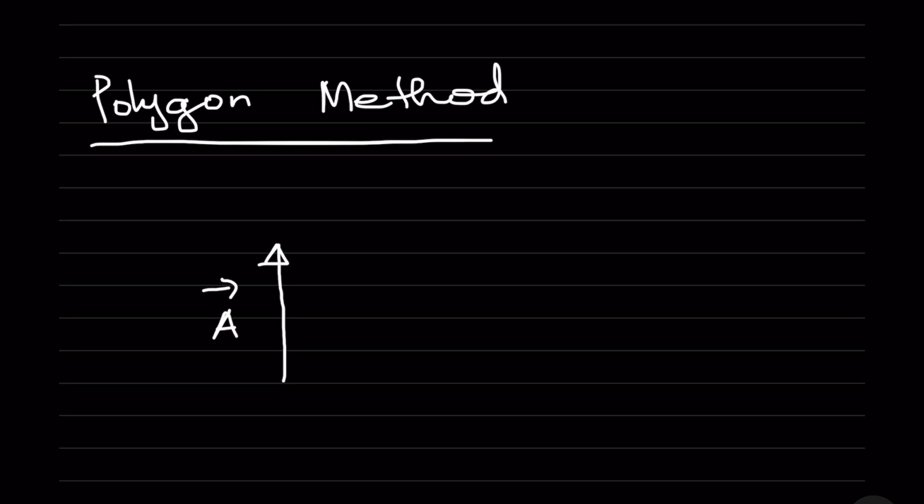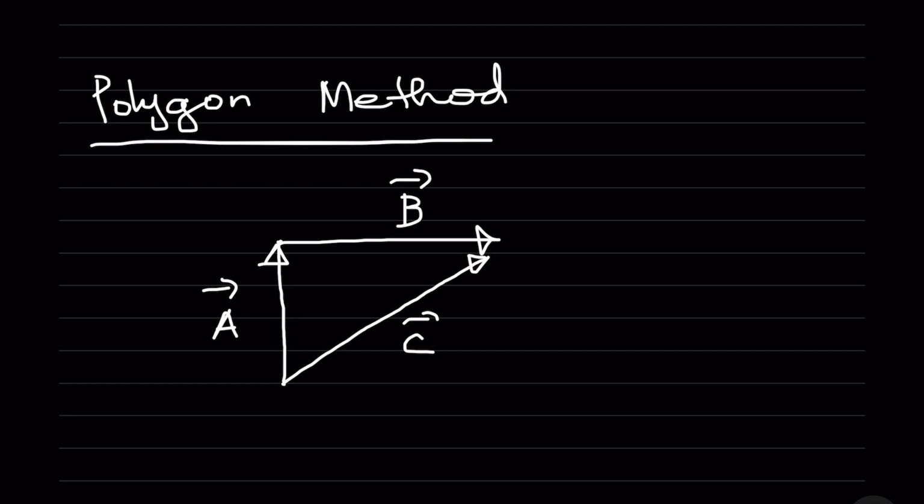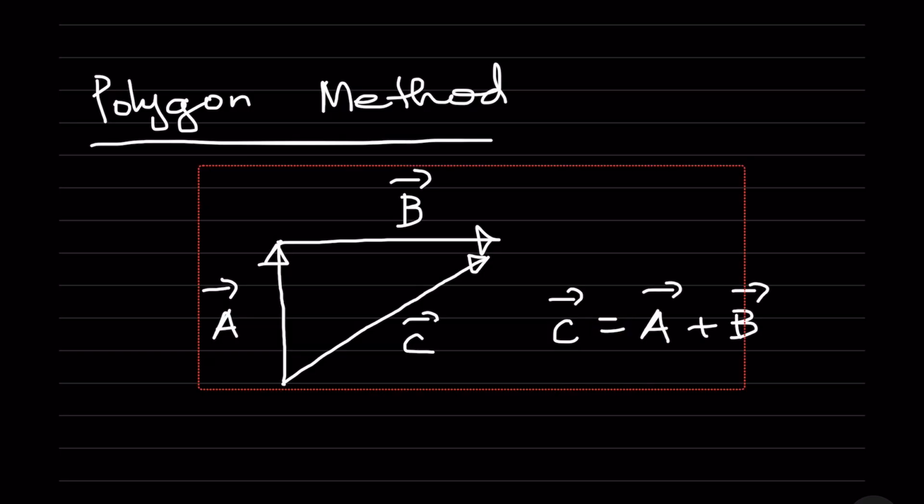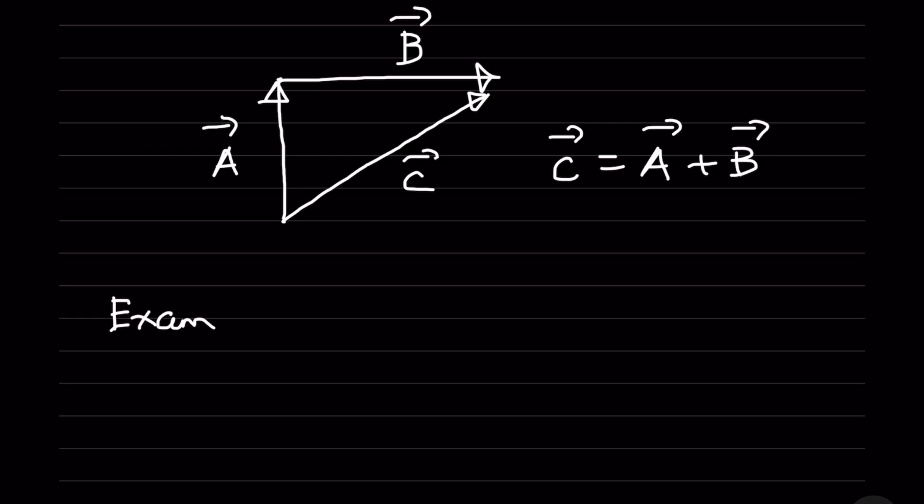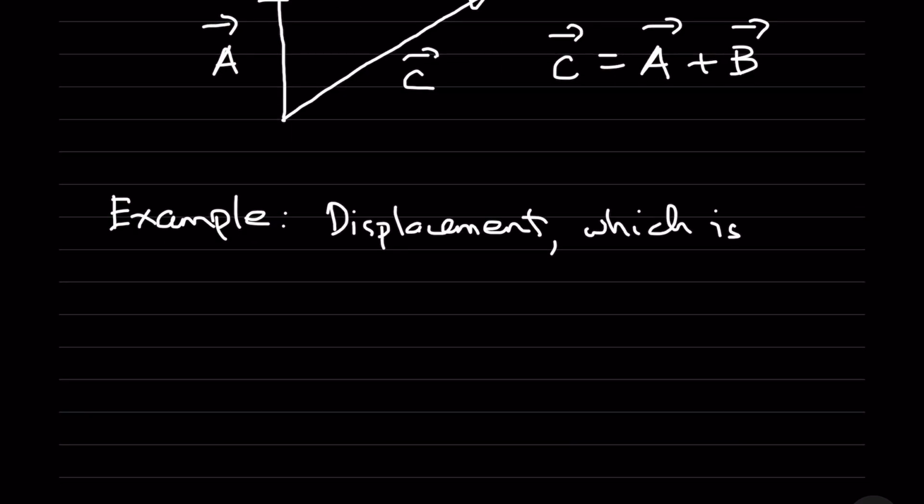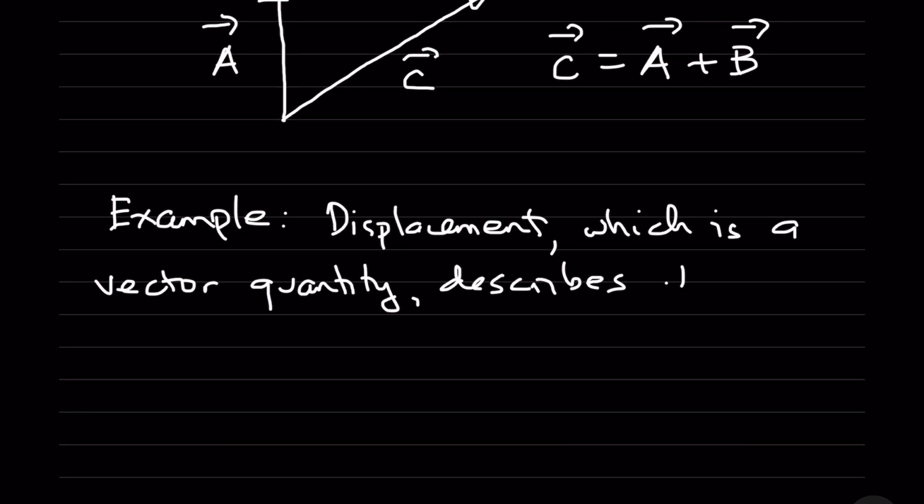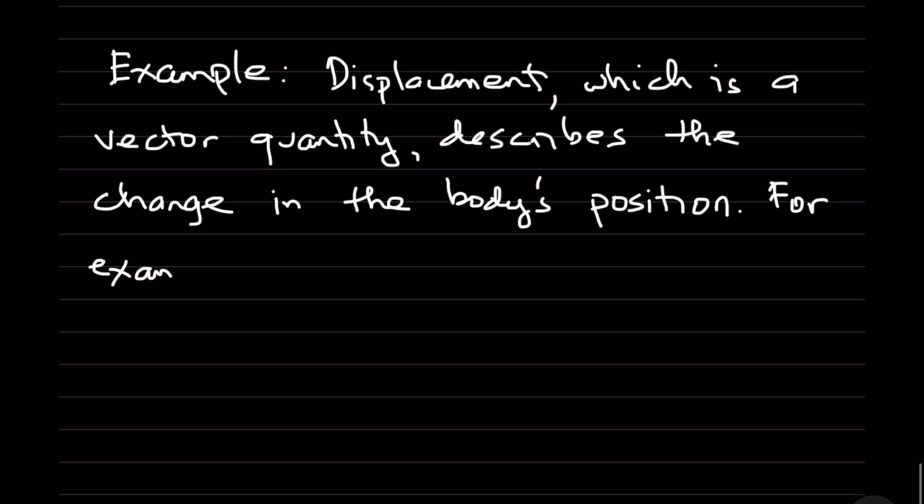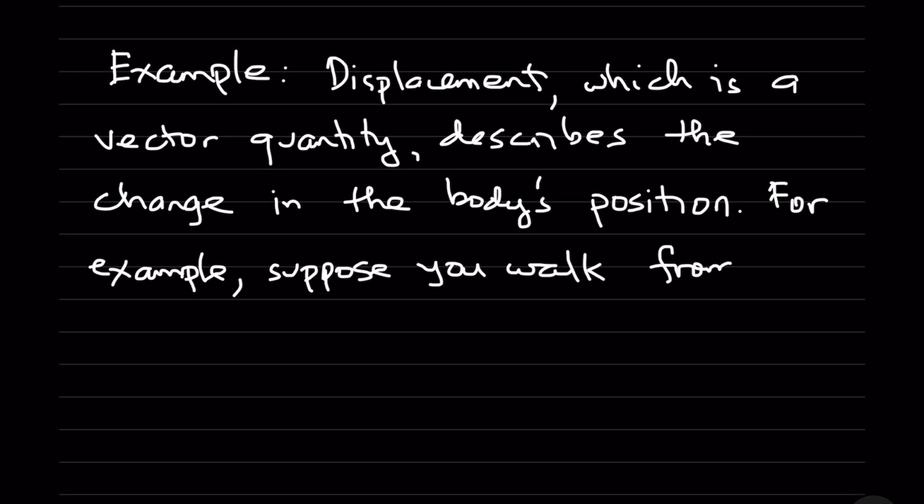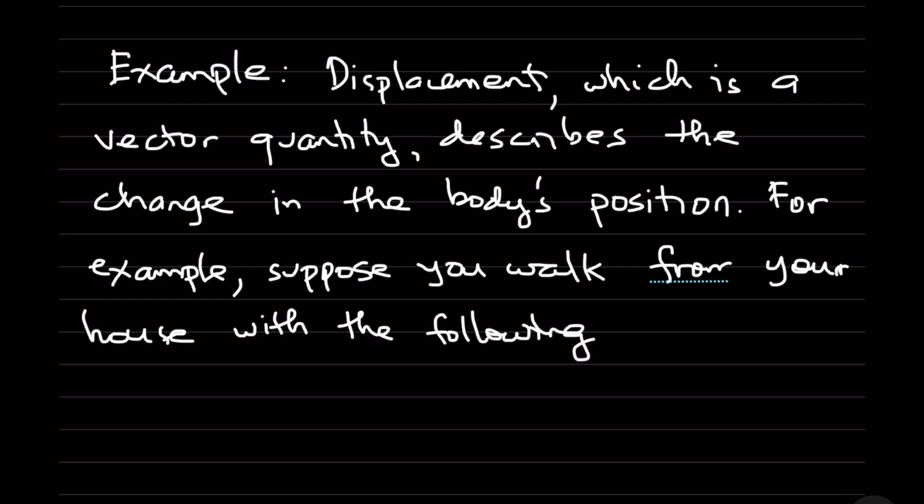Suppose we want to add two vectors, vectors A and B. So in the polygon method, what we do is we connect the vectors as follows. We connect the tail of the second vector to the head of the first vector. That is why we also call this the head-to-tail method. The resultant vector is given by vector C. Let us have an example to make this clearer in our mind.